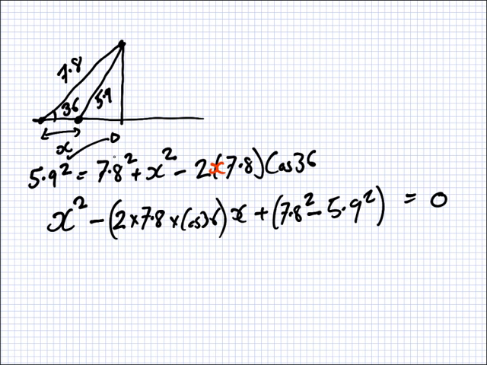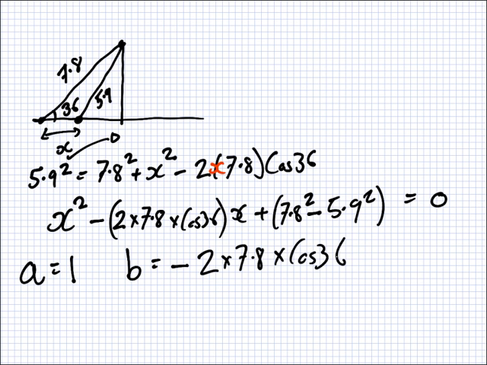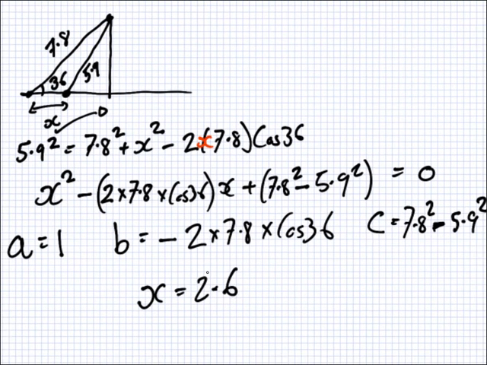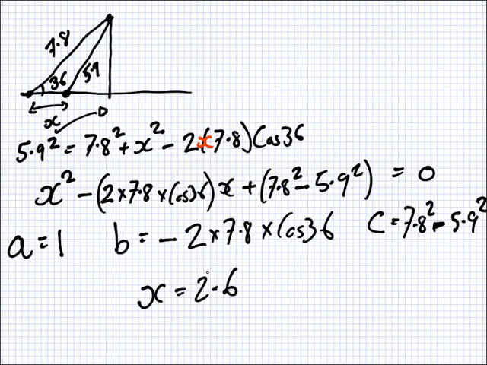I just took this guy over to the right and cleaned it up a little bit to make it clearly a quadratic where the A is 1, the B is minus 2 times 7.8 times cos 36, and the C is 7.8 squared minus 5.9 squared. So using the quadratic formula, you'll get two answers, but one of the answers will be ridiculous, like it'll be negative or something. And the other answer should work out to be 2.6 when you use the quadratic formula. Easier than the previous? Yes, it is, because you only need to use one rule.